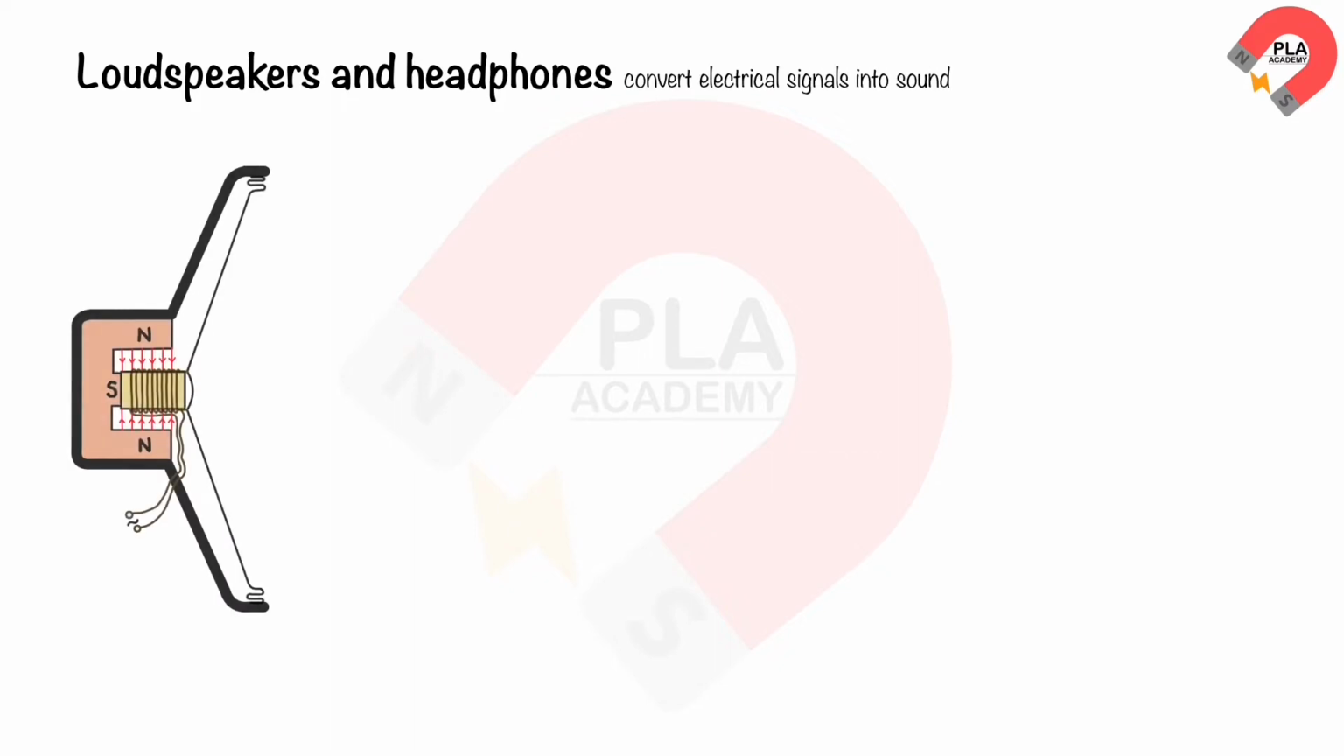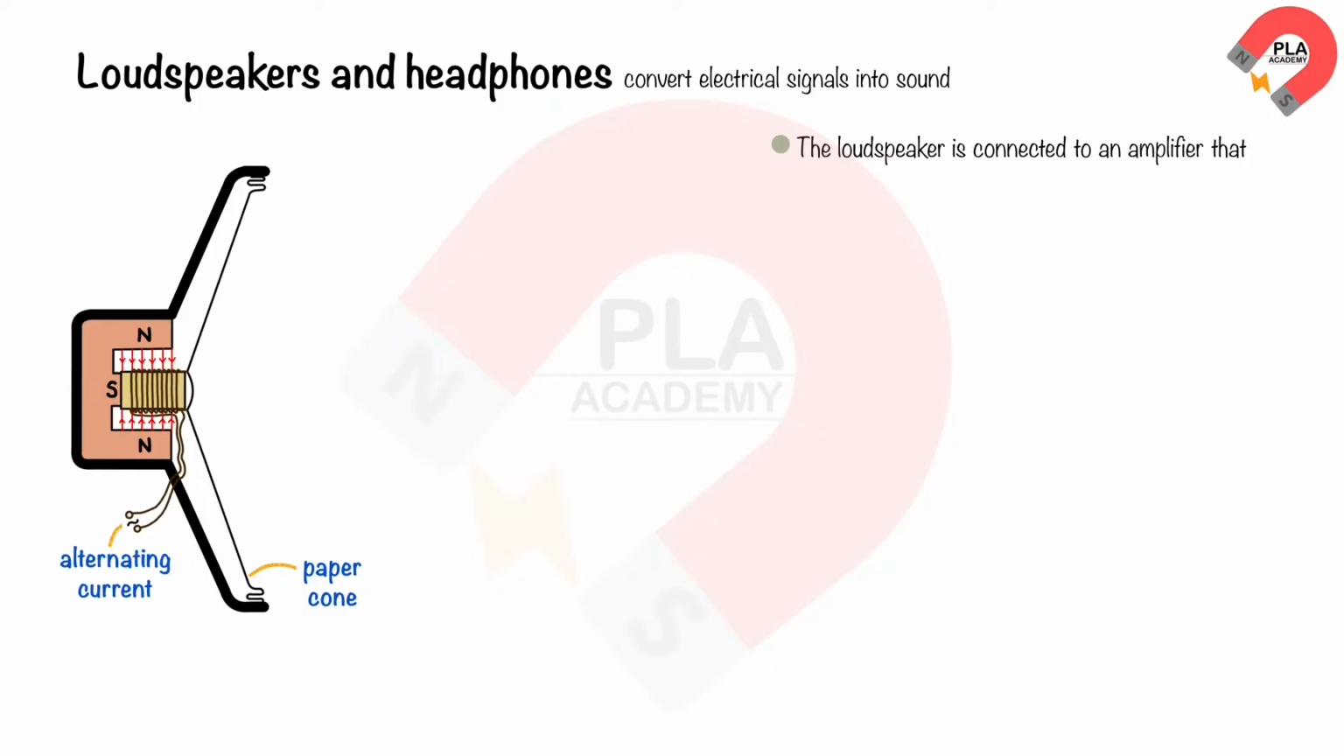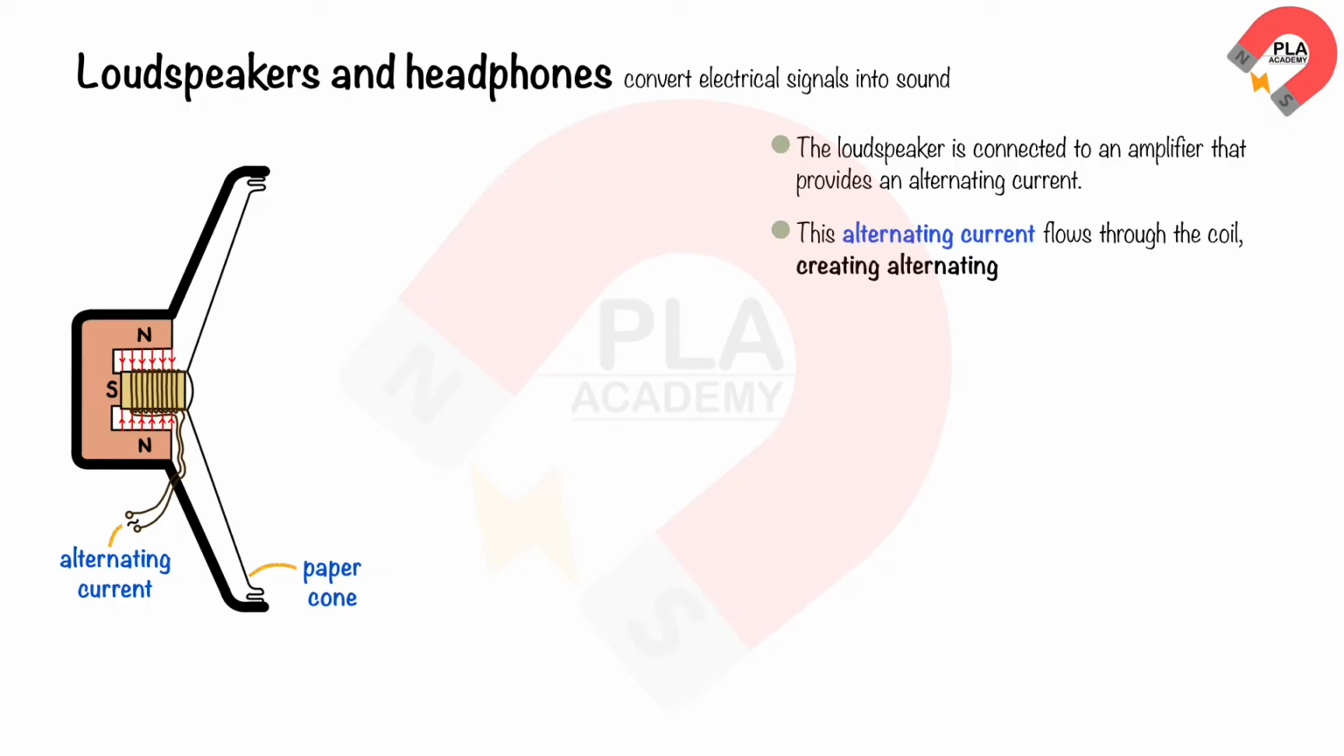Loudspeakers and headphones. Loudspeakers and headphones convert electrical signals into sound. A loudspeaker consists of a coil of wire, which is wrapped around one pole of a permanent magnet. The loudspeaker is connected to an amplifier that provides an alternating current. This alternating current flows through the coil, creating an alternating magnetic field around it.